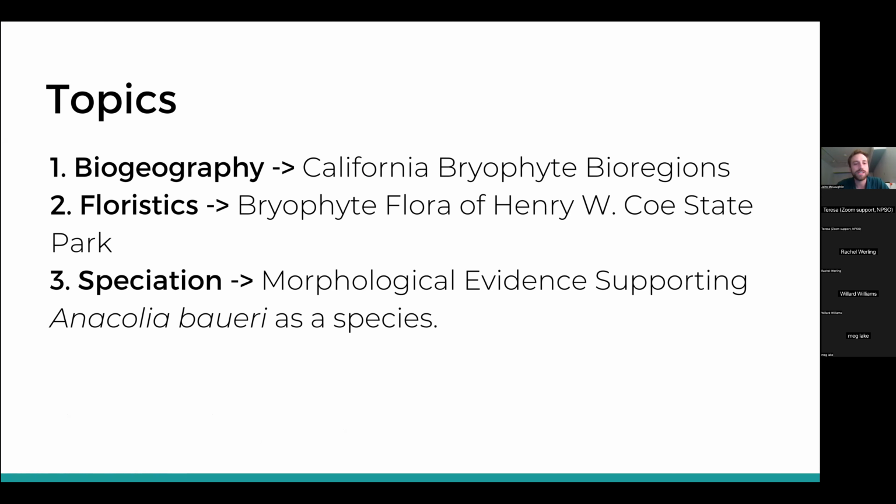So the first topic is a biogeographical topic, and it's talking about California bryophyte bioregions. The second topic is a floristic topic. This is the one I did for my thesis, and it's the bryophyte flora of Henry W. Coe State Park. And then lastly, I'll be talking about a speciation, or taxonomy-related, study, looking at the morphological evidence supporting Anicolia baueri as a species.